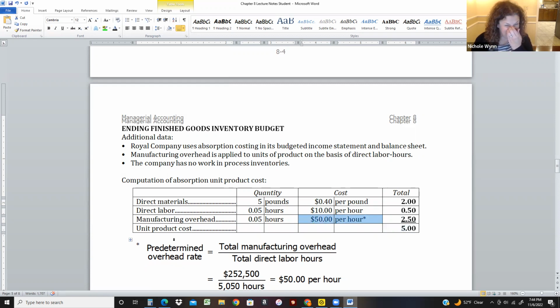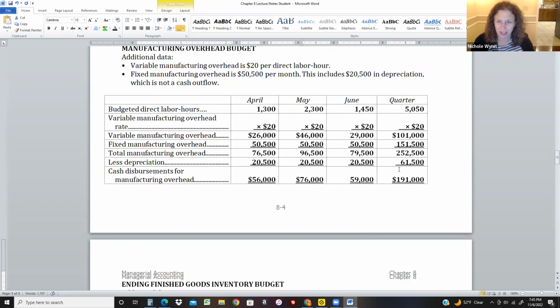And our predetermined overhead rate is going to come back and haunt you all the time. So to come up with our predetermined overhead rate, there's a little asterisk next to it. It's total overhead divided by total direct labor hours. So total overhead and total direct labor hours are up here. This is the overhead budget. Here is total overhead.